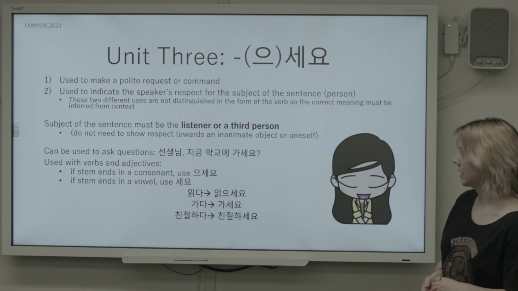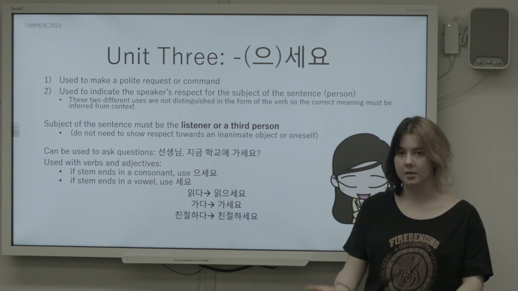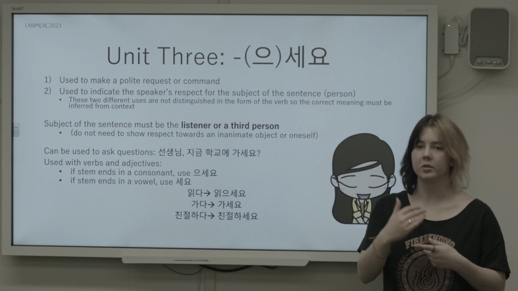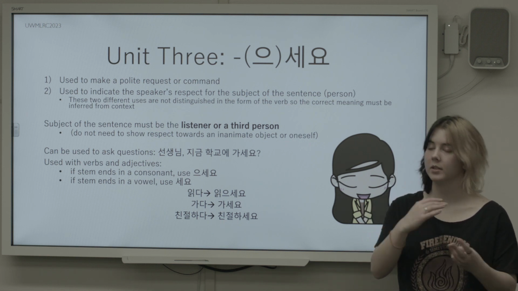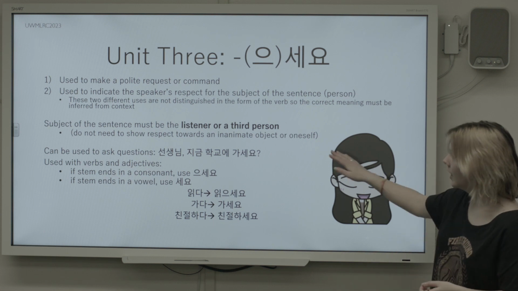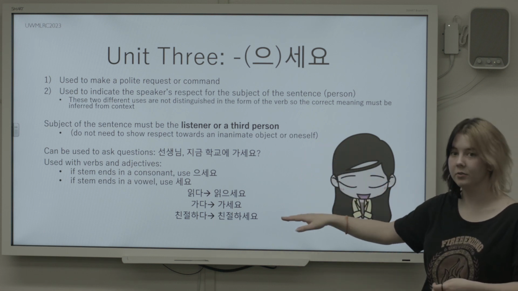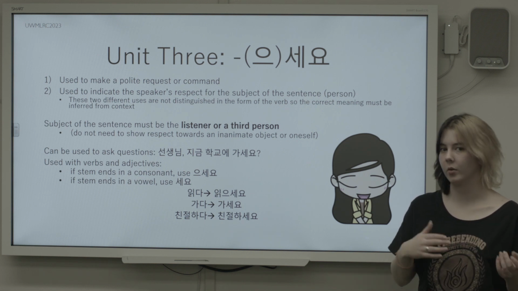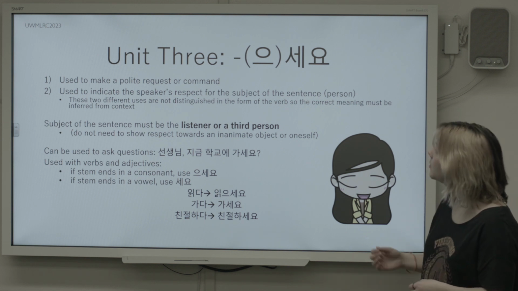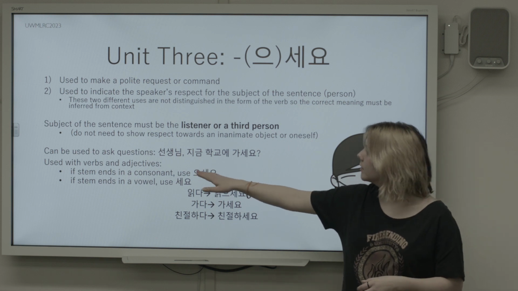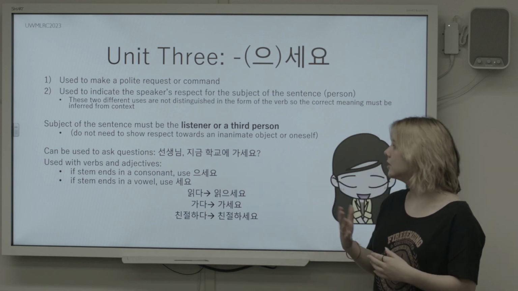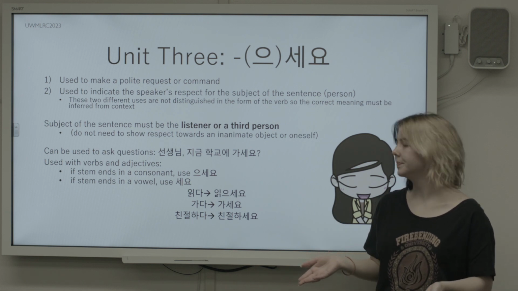The subject of the sentence must be the listener, the person that you're talking to, or a third person who you want to show respect towards, like your grandparents, your parents, your teacher. It will not be when you're talking about yourself or an inanimate object, because you don't need to show respect toward yourself or an inanimate object. It can be used to ask questions. So if I ask, 선생님, 지금 학교에 가세요? I'm asking, teacher, are you going to school right now?